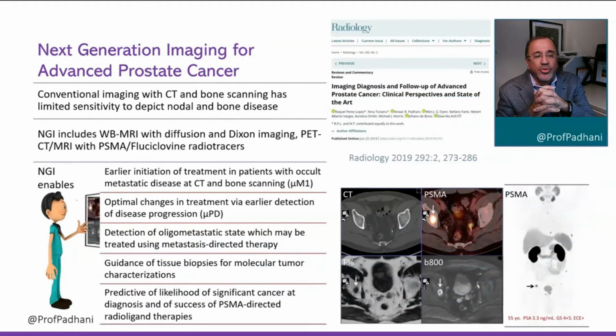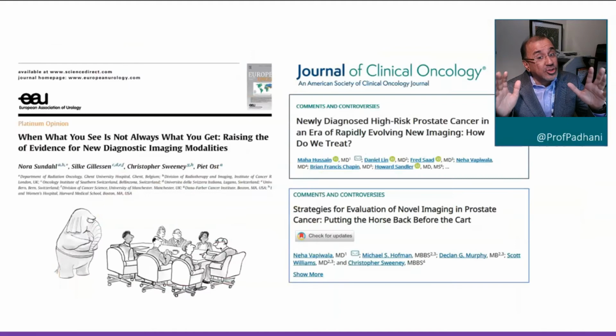For example, they will say the early initiation of treatment in patients with microscopic disease that you can't see on a bone scan and CT scan is actually a good thing to do. That you can change treatment via the earlier detection of microprogressive disease. But the real question is, does this make any difference for patients and their outcomes? And there's been a lot of pushback from clinicians recently saying, actually, this isn't true.